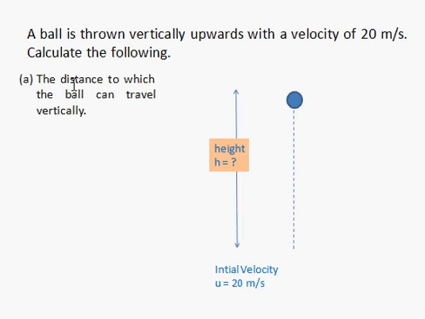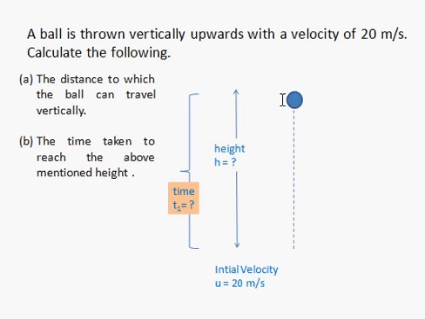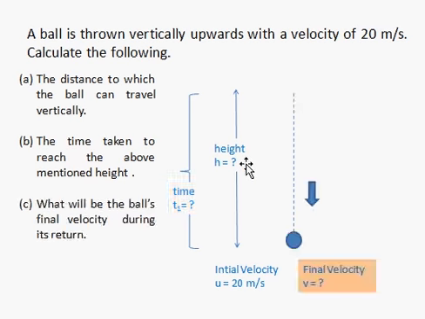Now, the first question is all about that particular height at which the ball's velocity becomes zero. And the second question is all about the time taken by the ball to reach that height. And the third question is all about a return, that is the final velocity.